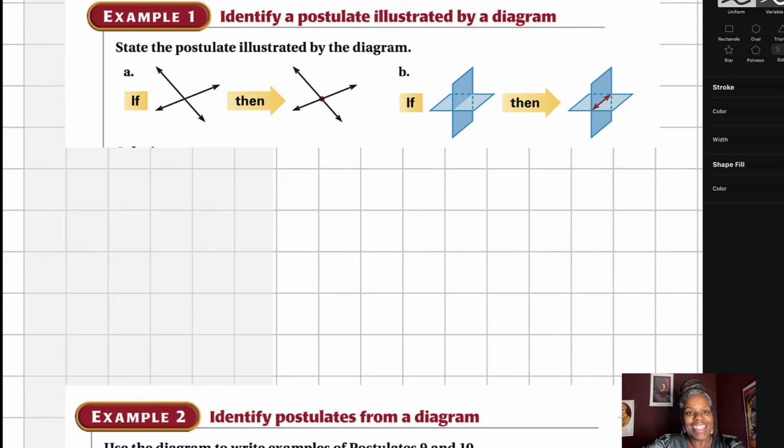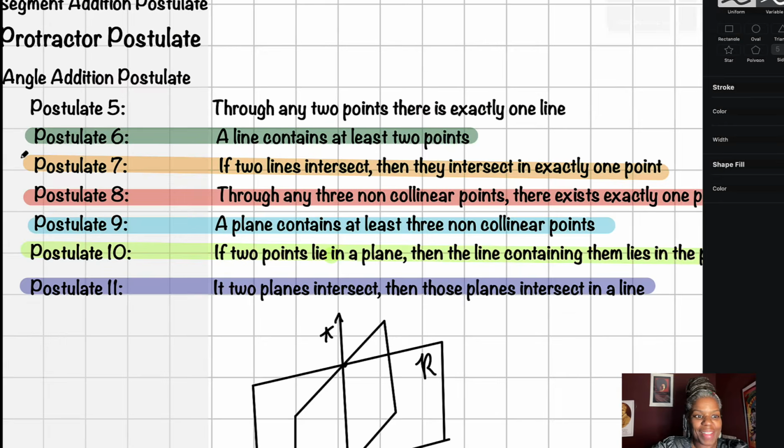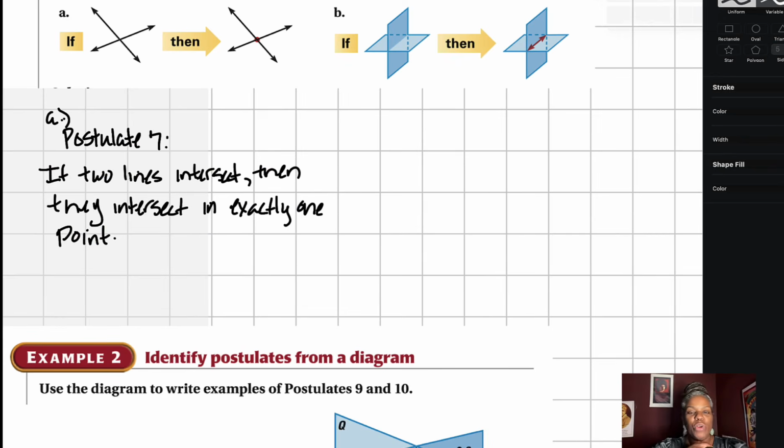So here we're at example 1. We're going to talk about identifying some of these illustrations by using the postulates. This first one, it says, if you've got this situation, then this. If you've got two lines that are crossing each other, then, this looks like one of the postulates we talked about. Let's go back and check it out. I think I found it. It looks like postulate 7. It says if two lines intersect, then they intersect in exactly 1 point. So let's go ahead and write that down. So if two lines intersect, then they intersect in exactly 1 point, and that's postulate 7.